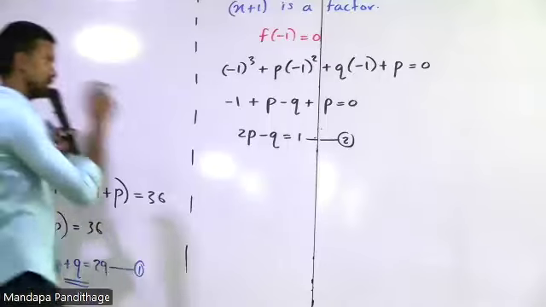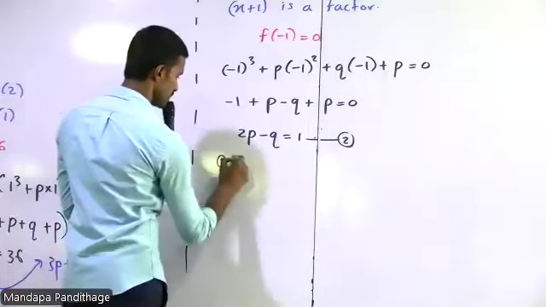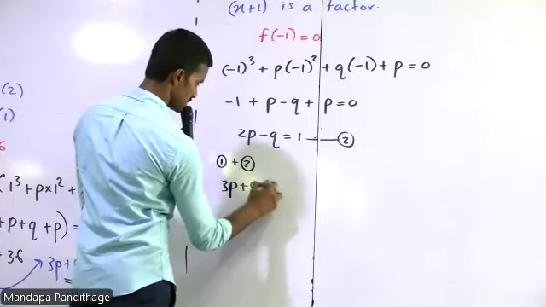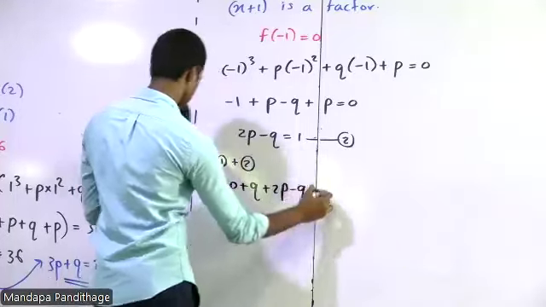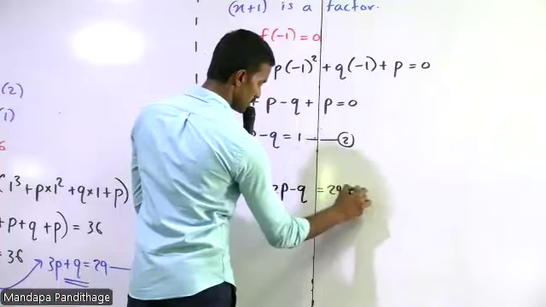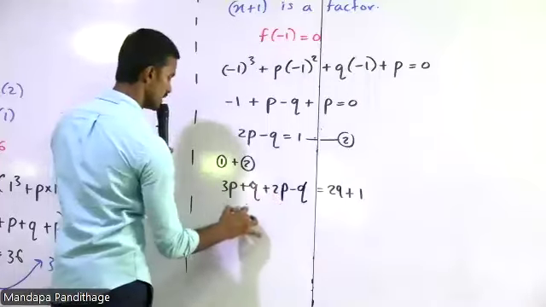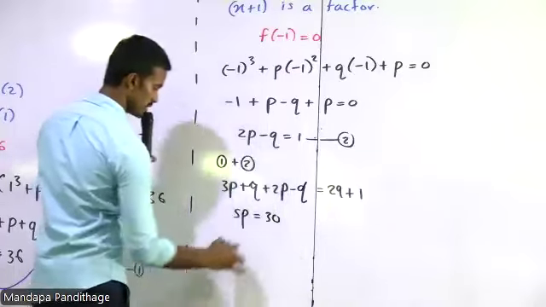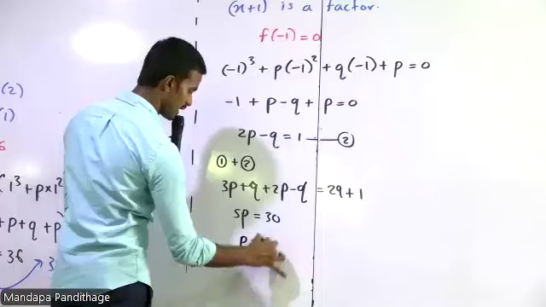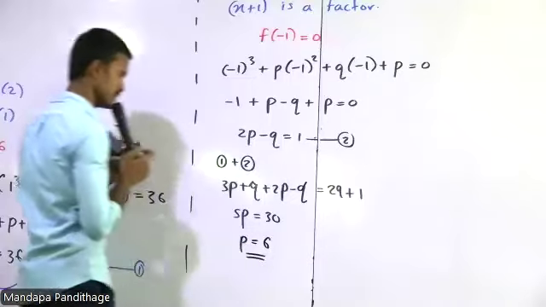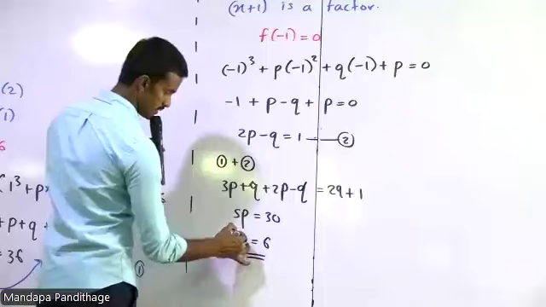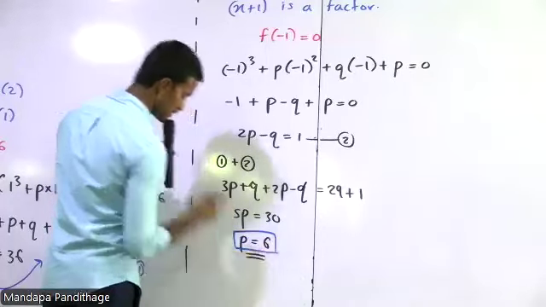You can see that 3p plus q plus 2p minus q is equal to 29 plus 1. That's why I told you, when it is a past paper, you get proper values. Mostly you get proper values. Very rarely you get a fractional value in past papers. So p is equal to 6.